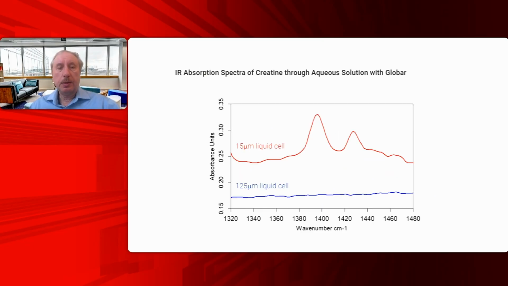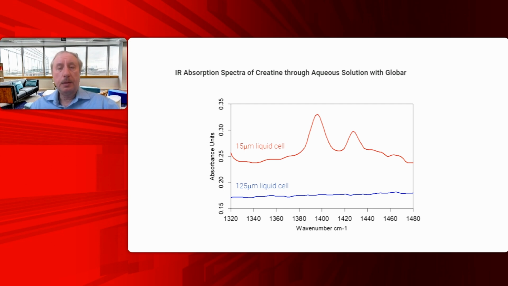As you can see, very, very little radiation goes through. So we collected a background spectrum without creatine, then collected a sample spectrum with creatine. We divided the spectra by each other, take the minus log, and get an absorbance spectrum. It's a typical technique in FTIR spectroscopy. With the 15 micron cell, we can get a very nice spectrum of creatine in a water solution, with the water automatically subtracted. While with 125, there is nothing. It's only noise because all photons are absorbed by water.